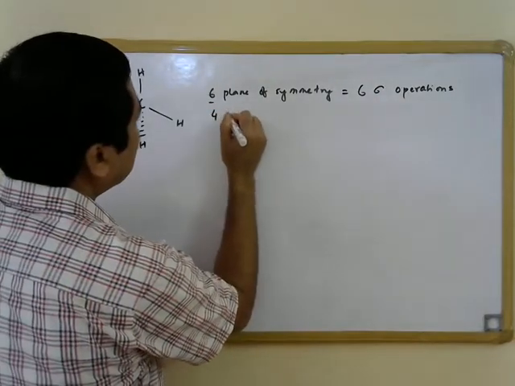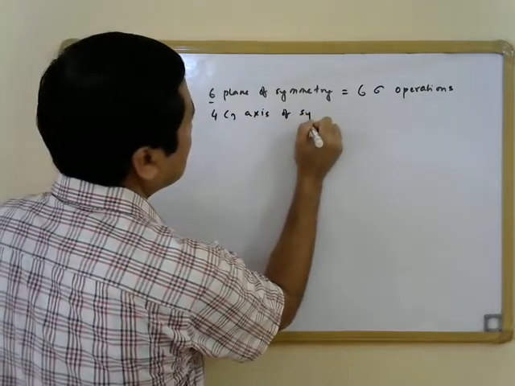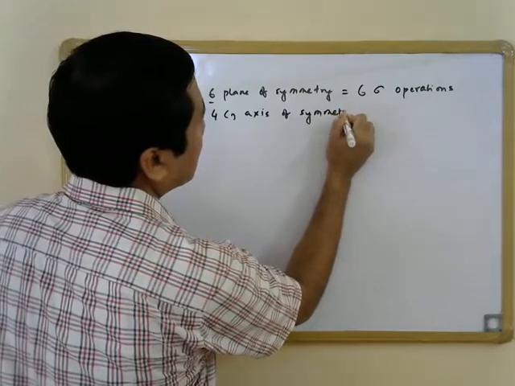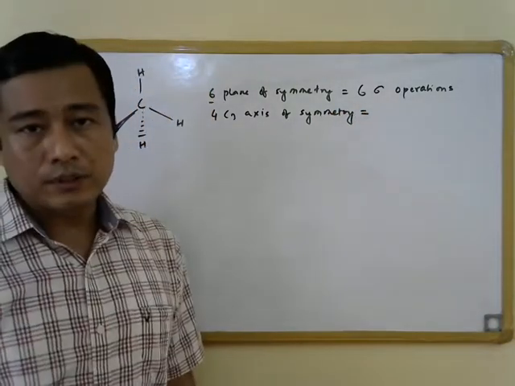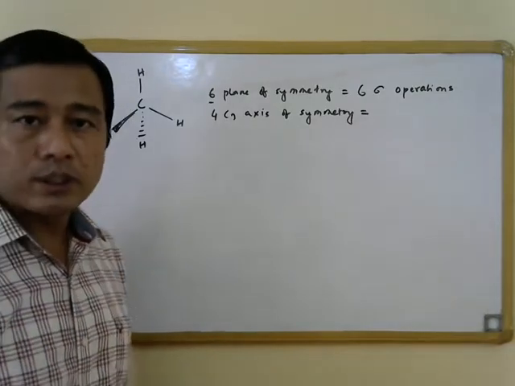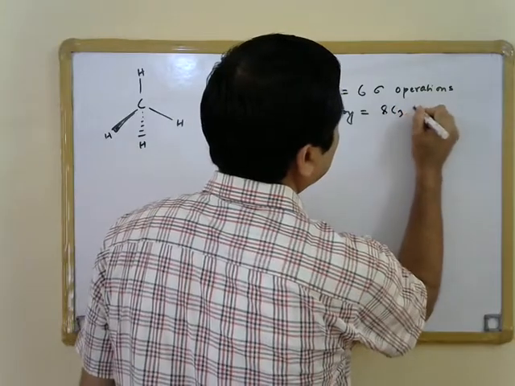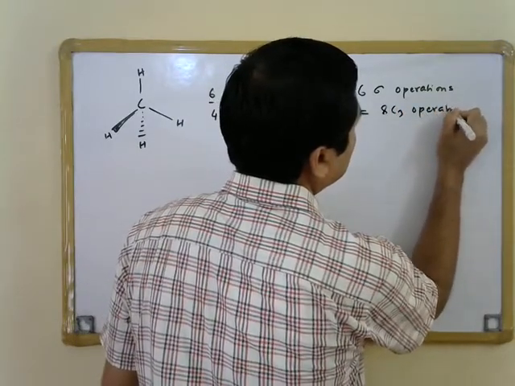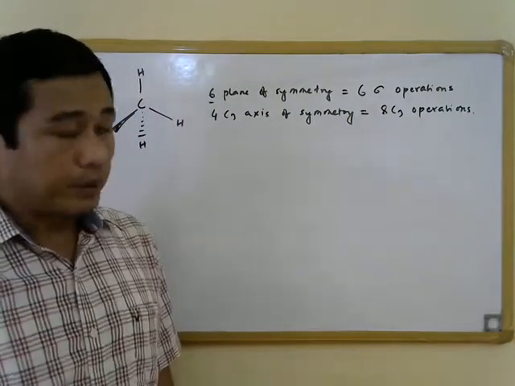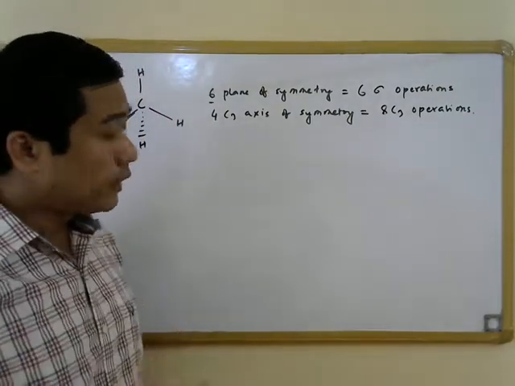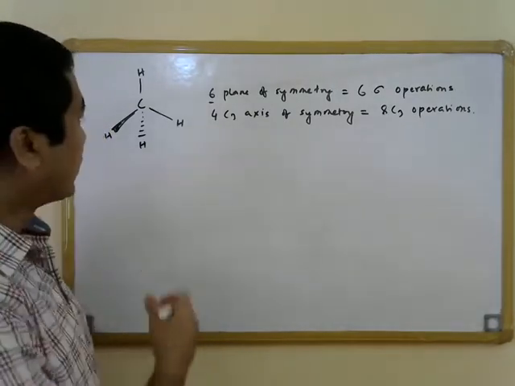but we have found out that there are 4 C3 axes of symmetry present in the tetrahedral molecule, and each of these C3 axes produces 2 symmetry operations, C3-1 and C3-2. So in total there are 8 C3 operations present in the tetrahedral molecule. Now let us see whether any other proper axes of symmetry are present in the tetrahedral molecule.